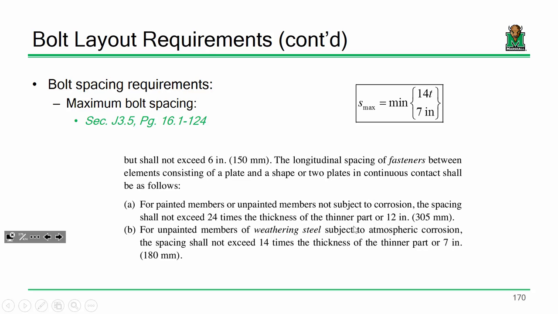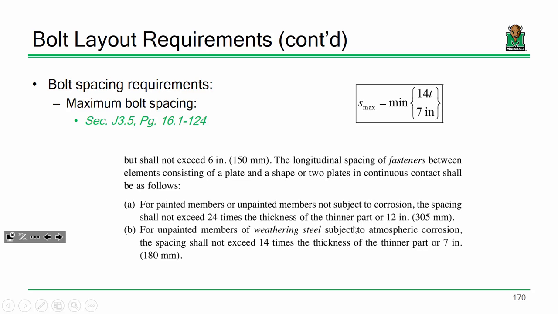So our 2 main reasons for a lot of these connection layout requirements are either A, to facilitate construction, to make the connection easy to put together, or we're trying to prevent corrosion, okay? So I want everybody to go to this, so this should be right around the same region if everybody's with me. We're on 16.1-124, and you should see these limits here for maximum bolt spacing requirements. So let me sort of go along on this with you.